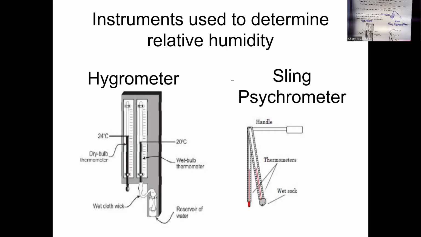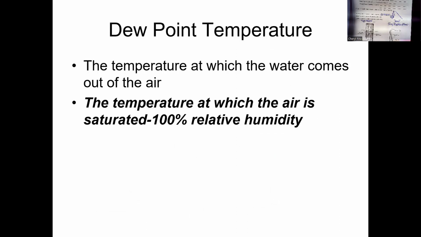So guys, what's the relative humidity if the dew or the water is coming out of the air? What is the relative humidity if the dew is coming out of the air? It's got to be 100%. It's full all the way. So the dew point temperature is the temperature at which water comes out of the air. It is also the temperature at which air is 100% saturated. Those two things mean the same thing. When water is coming out of the air, the relative humidity must be 100%.